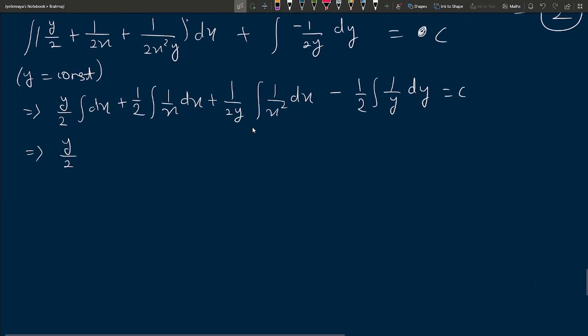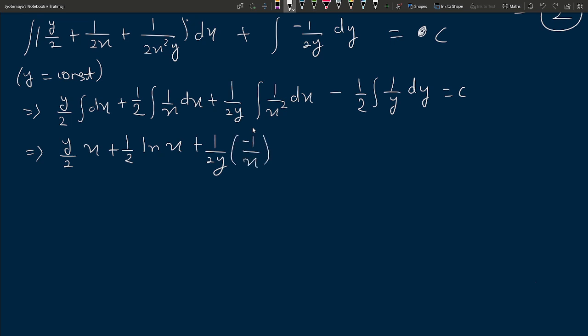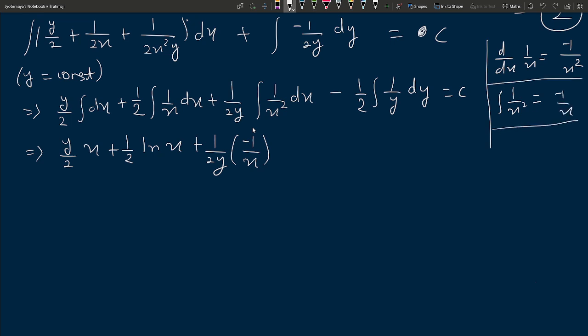This implies y/2 into integration dx is x, plus 1/2. What is integration 1/x? This formula is ln x, plus 1/(2y). Now what is integration of 1/x²? Remember, minus 1/x. You know the derivative of 1/x is minus 1/x². So integration 1/x² is equal to minus 1/x. This integration is the reverse of derivative.